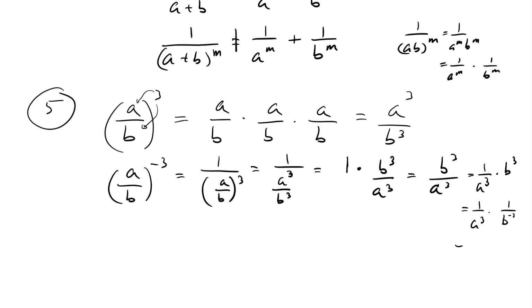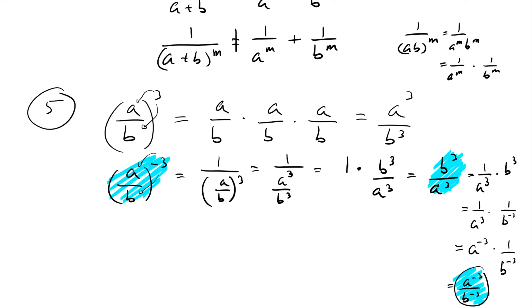And 1 over a cubed, I can write that as a to the minus 3. So overall, that's a to the minus 3 over b to the minus 3. And I can finally regroup those together. So you can see that if I compare this to what I had initially, I can also distribute the negative 3 to each part of the fraction. So this is the same as this, and also along the way I want to show you that it's the same as this as well. So I'm going to regroup that into my rule.